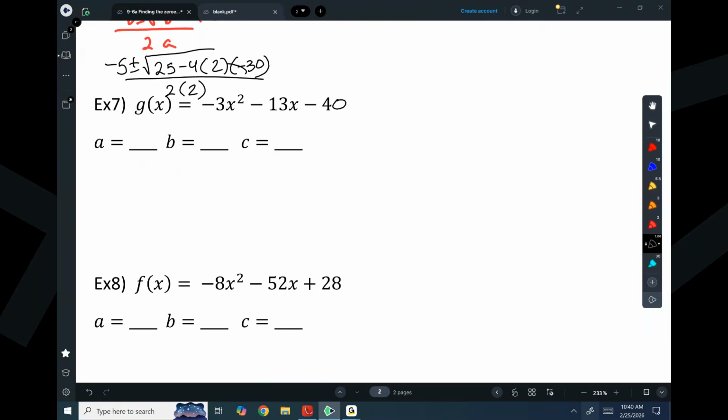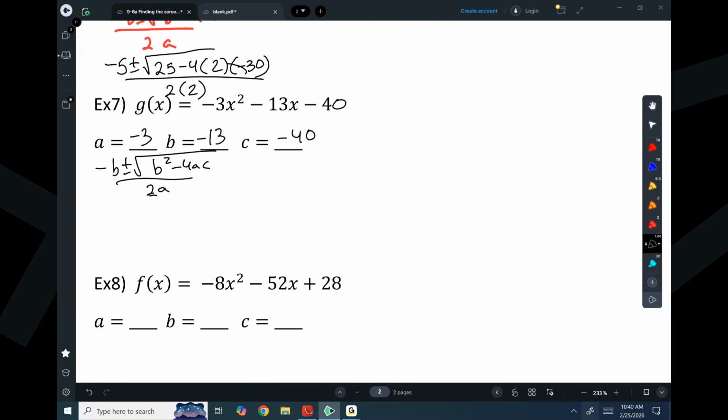All right. What could I do if I wanted to make this easier for myself? I could divide everything by -1. That would get rid of all the negatives, right? I'm going to leave it because some people probably want to do that. So -3, -13, and -40. Negative b plus or minus the square root of b squared minus 4ac over 2a. Keep writing it, right? The more times you write it, what will start happening? You'll start memorizing it, okay?